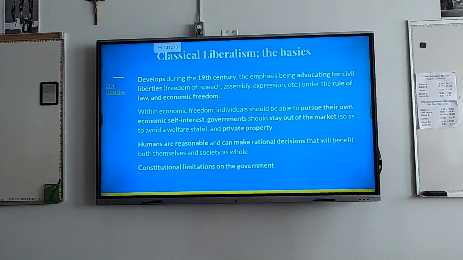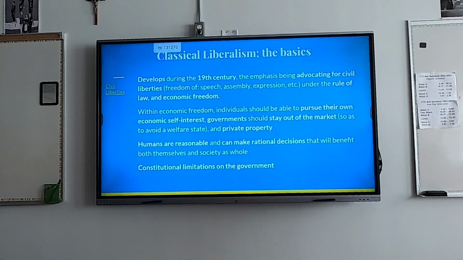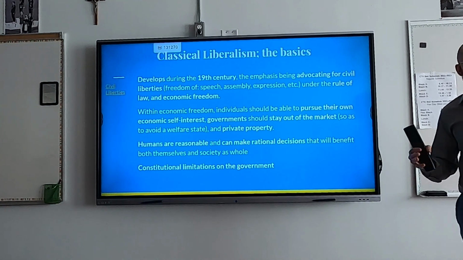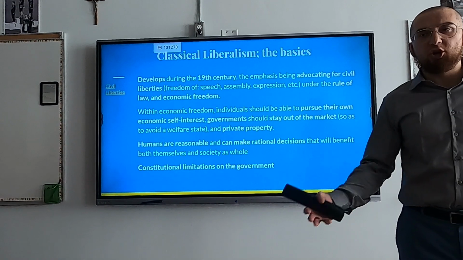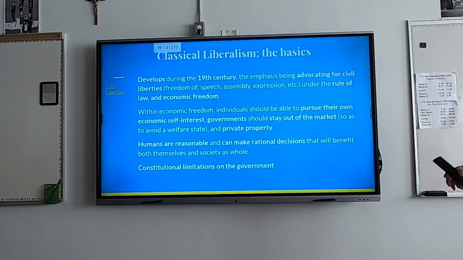Additionally, there is this idea of private property, the idea that you can own things and you get to determine what happens to them. You can give them to your children, your family, whoever you want. You can sell them, buy them, you can hoard them, whatever you want.